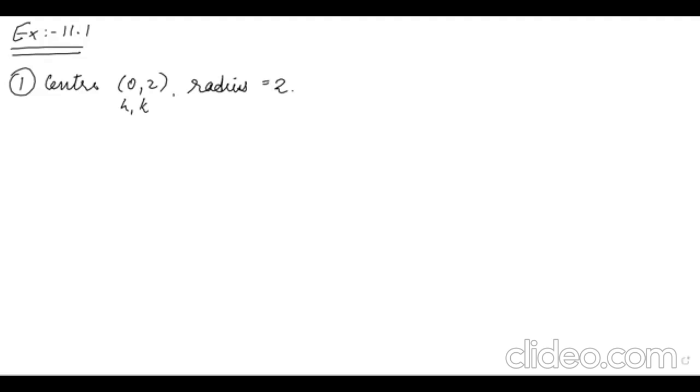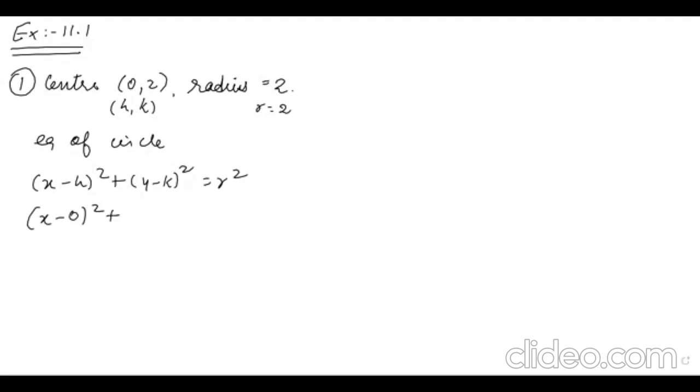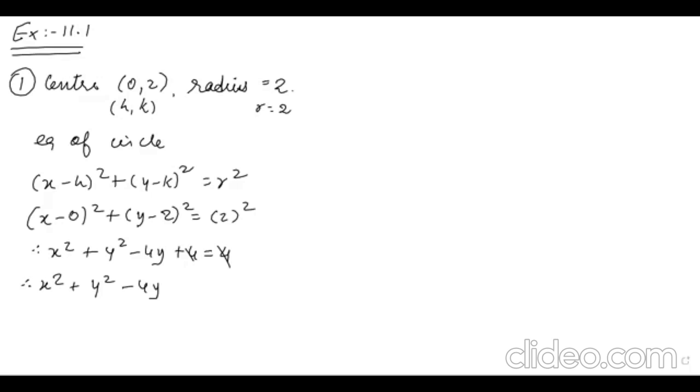I will take this as h comma k. So equation of the circle will be x minus h whole square plus y minus k whole square is equal to r square. Now this is my r. So I will replace the value of h as 0, k as 2, and r as also 2. So x square plus y square minus 4y plus 4 equal to 4. This 4 will get cancelled out. And the equation of circle is x square plus y square minus 4y equal to 0.